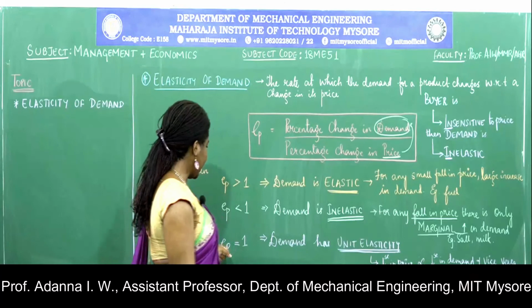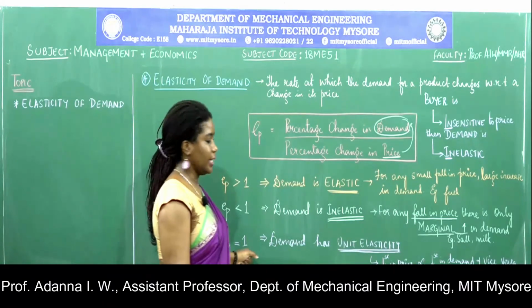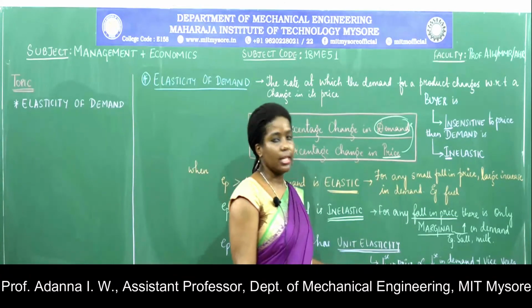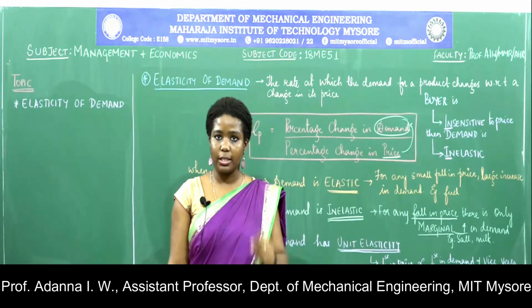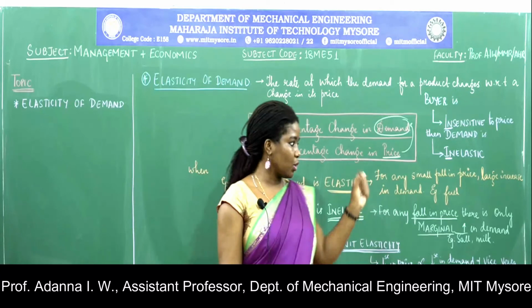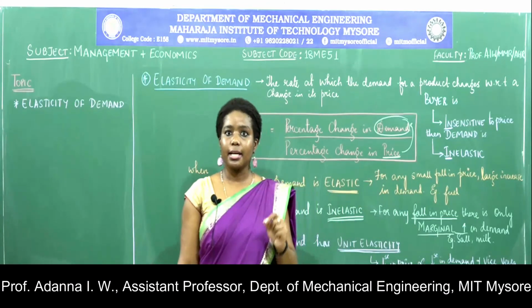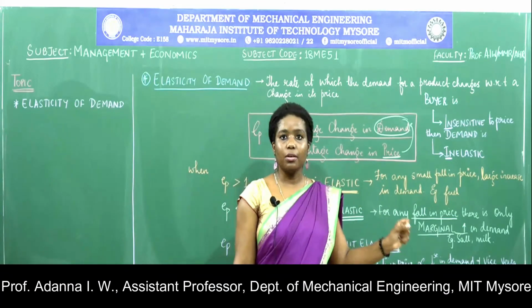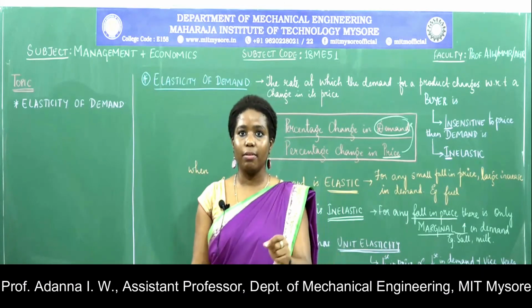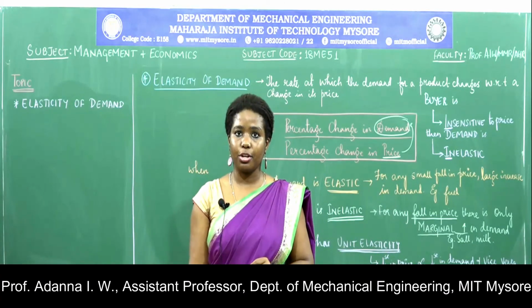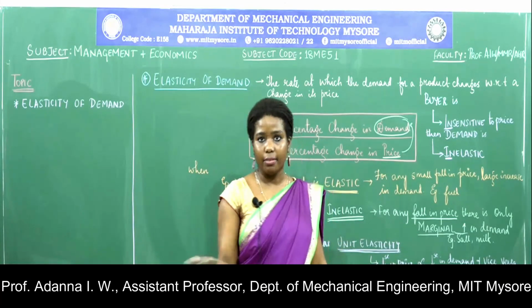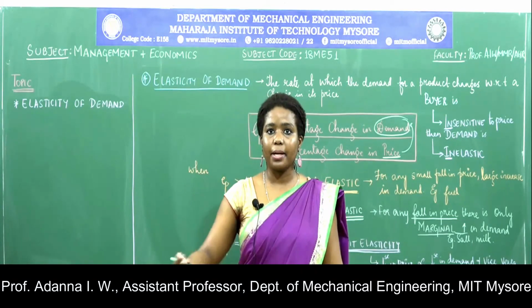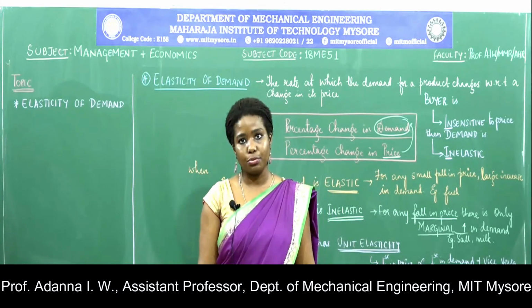Then, if it is equal to 1, it is called unit elasticity. That means the fall in the price will cause a fall in the demand. Say for example, if a person wants to eat something and there is only one vendor to provide that particular food, if there is a fall in the price, they are equal. It doesn't matter, no matter what the price is, that person is going to purchase the food from there.